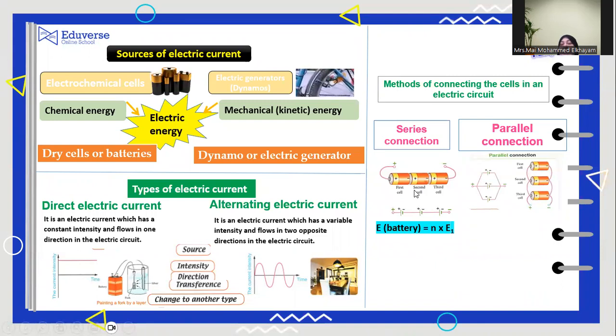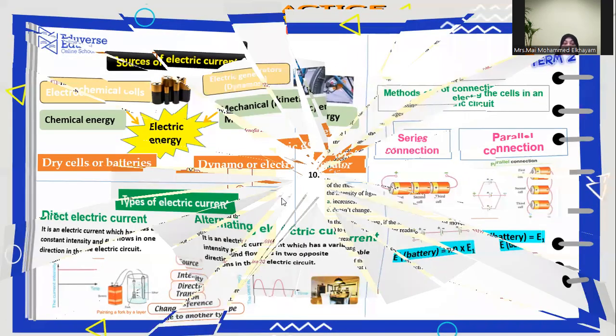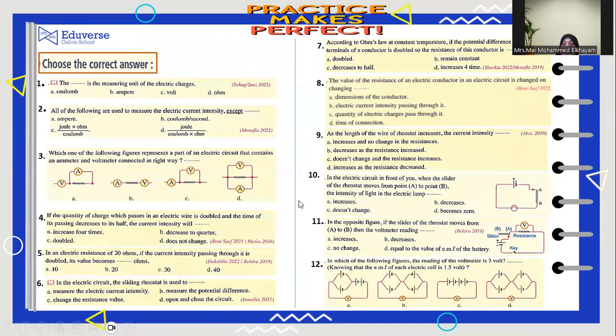N represents the number of dry cells. As if I'm going to say here, I have 3 electrochemical cells, so 3 multiplied by the electromotive force of one of them. While in the parallel connection, the E of a battery is the reading of one of them only. Okay, with some practicing, I know that you are ready for that. You can do it. Choose the correct answer.